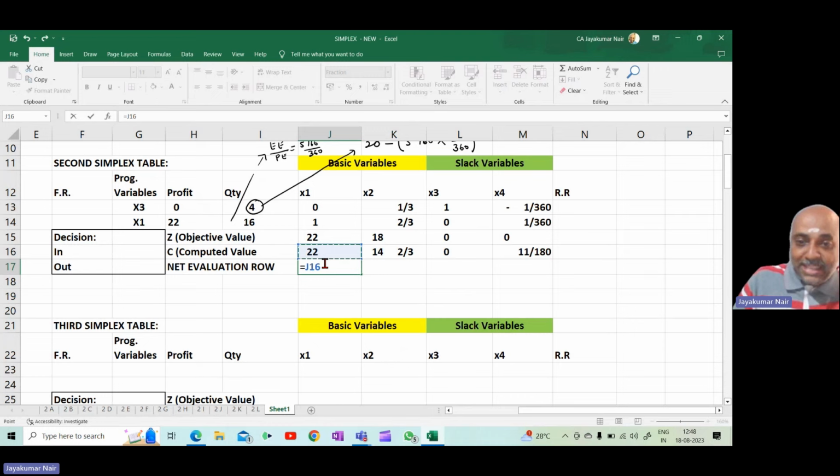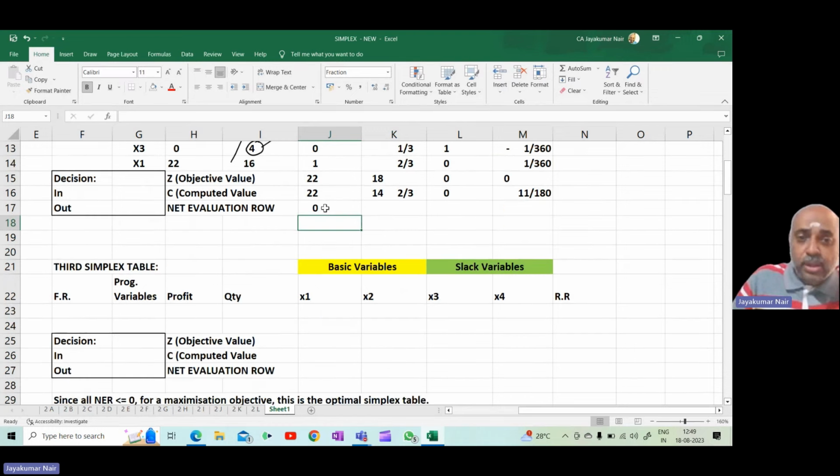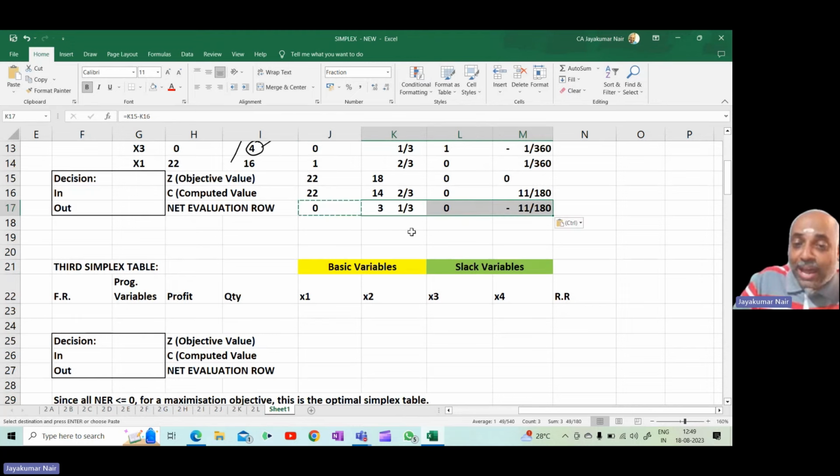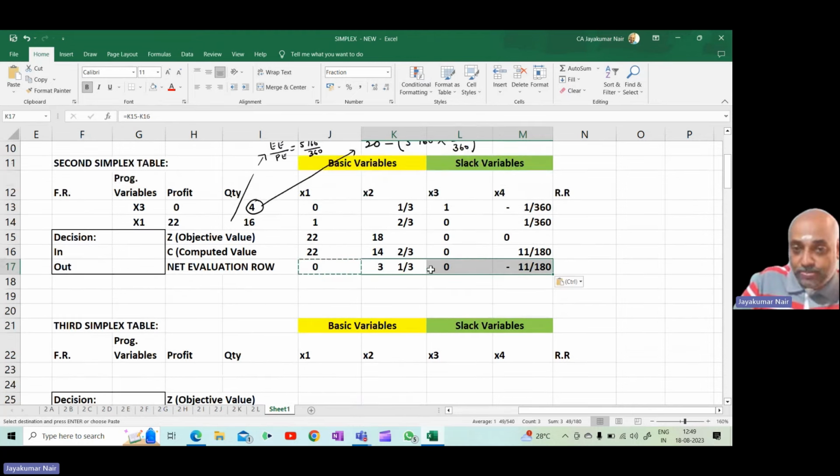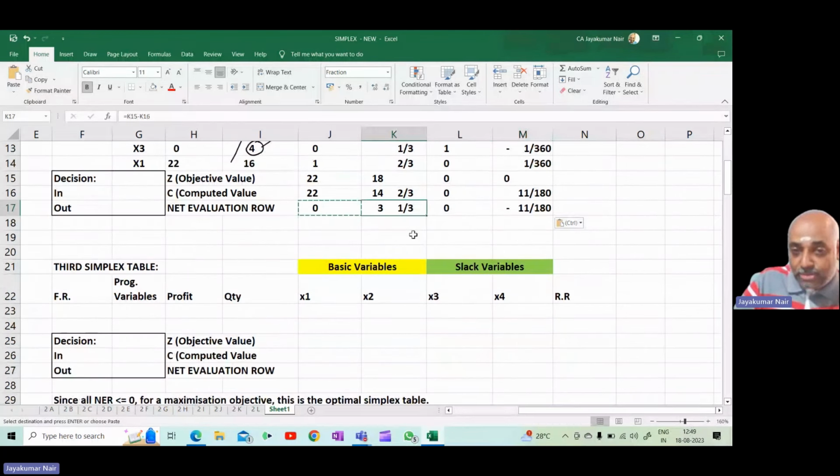Now you have to find out Z minus C. Z minus C will give you the NER. Calculate for everything. So I got these values. Now, again, we have to check whether you have any positive numbers. So you have one positive number. You have to take the one which is the highest positive number.